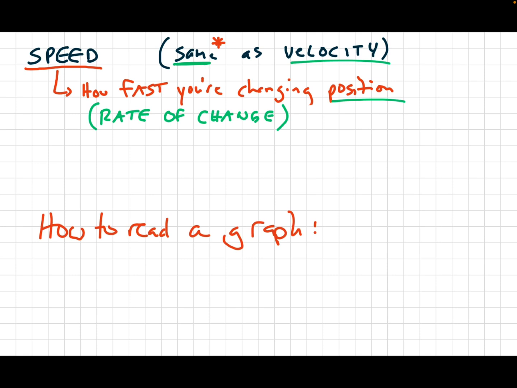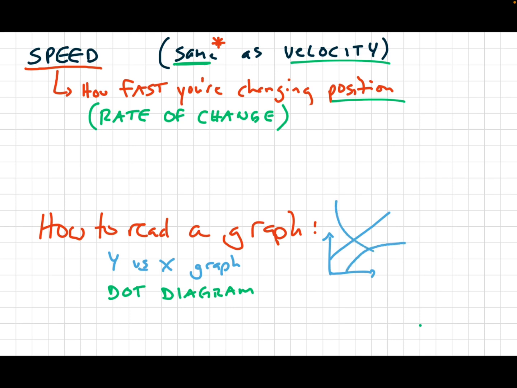There are really 2 types of graphs that we're going to use in this unit. The first one is just a plain old y versus x diagram, just like you did in Algebra 1, where you'd see, here's a graph of the object's position as a function of time. The second one is a new type of graph you've probably never seen before called a dot diagram, and this one's actually a little bit easier for us to understand right off the bat, so we're going to go with that one first.